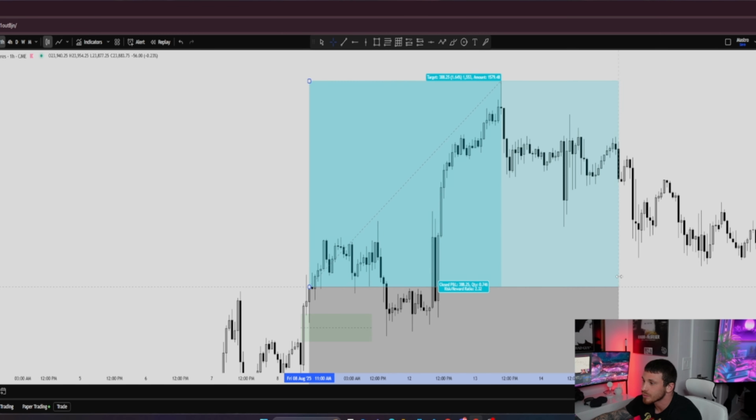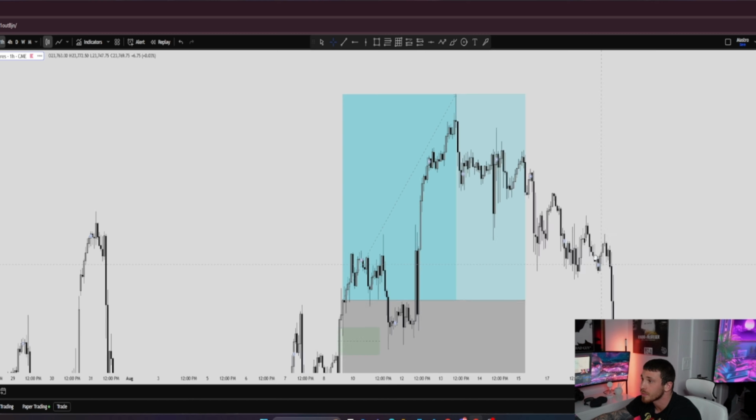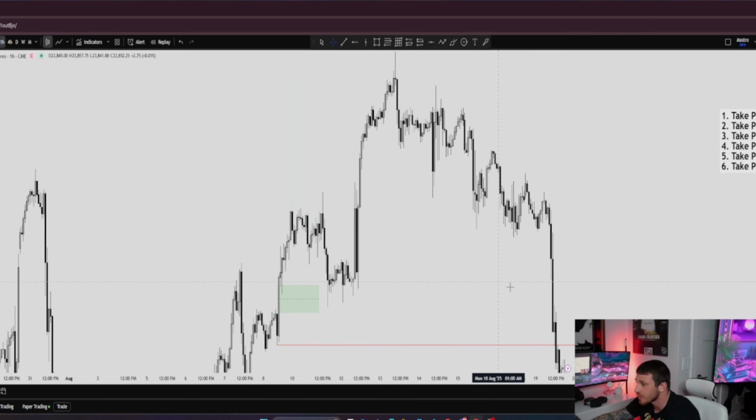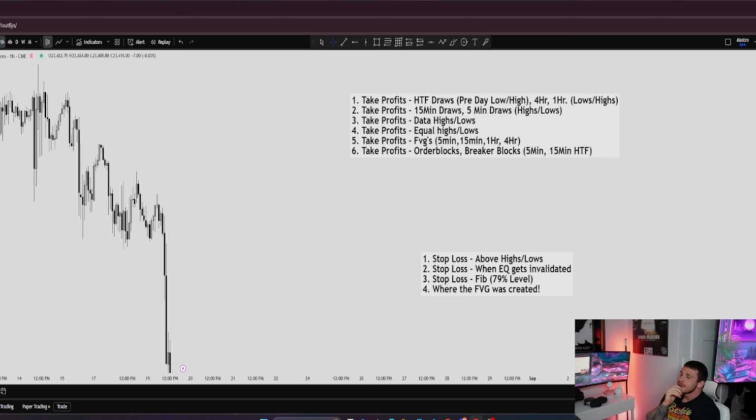1 to 2, risk to reward. Didn't get stopped out. Boom. Cool. And that's on the 1 hour time frame. That's just going over an example. Pretty simple. I think that's it. Right? It's pretty much all I use. Above highs and lows, when equilibrium gets invalidated, the fib, 79% level, where the fair value gap was created.